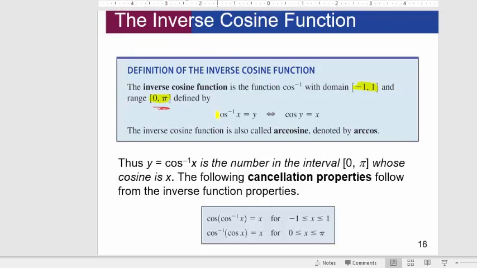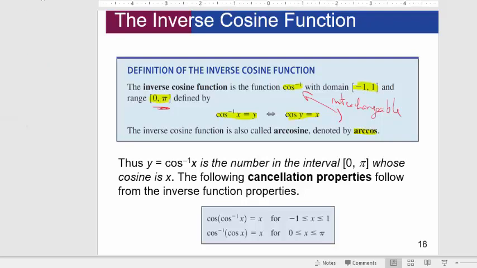And then again, there's your equivalence relation. The inverse cosine of x equals y is equivalent to saying the cosine of y equals x. So again, we have this alternative notation for the inverse cosine, arc cosine. Just as with the inverse sine, those two notations are interchangeable.